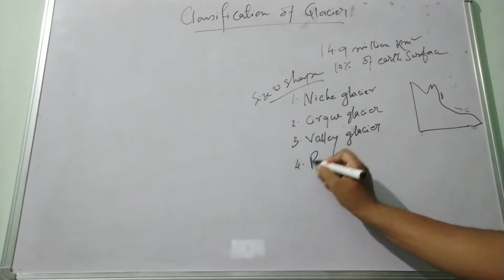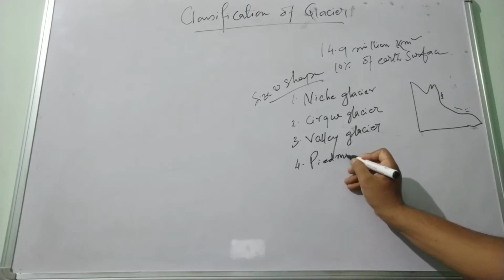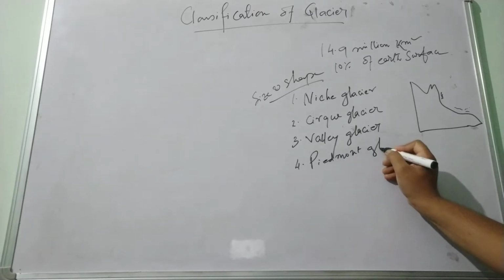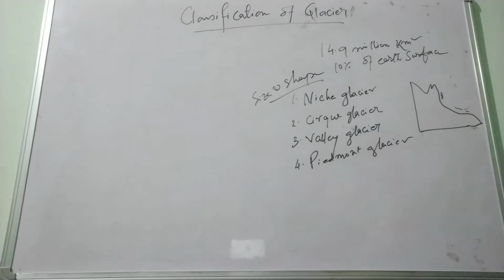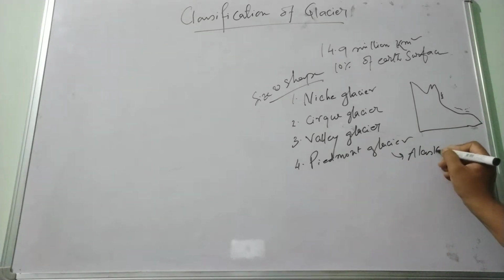Piedmont glacier. These are large blocks of spreading ice formed when the valley glacier expands into a flat plain. The famous Piedmont glaciers, like the glacier in Alaska, are a famous example of the Piedmont glacier.